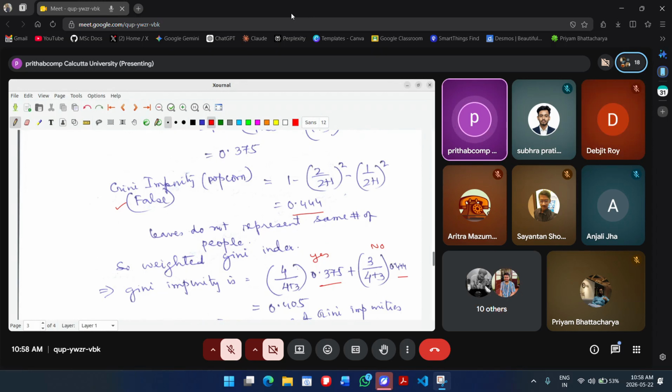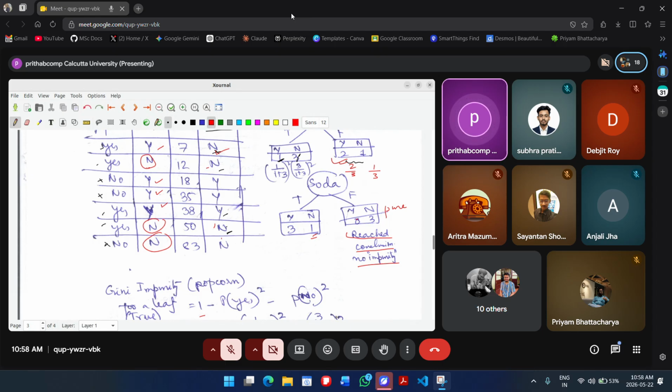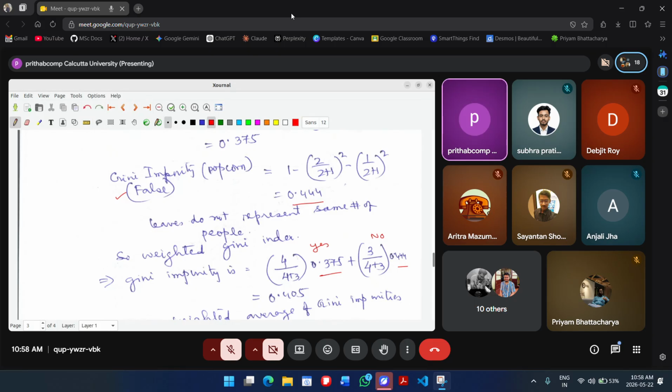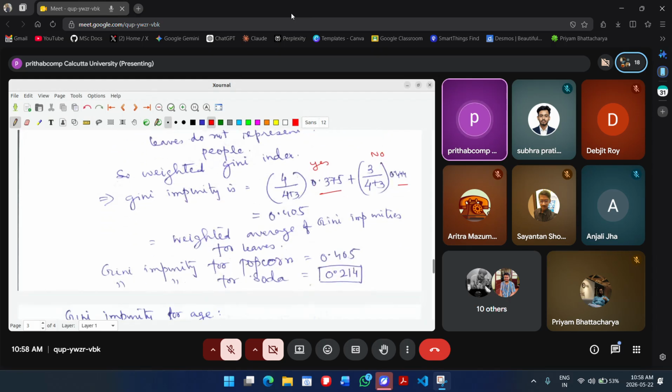Only the upper part is going to be different. And for the no part, there are 3 no's. If you see here, 3 no's. Yes. So 3 no's. No, not here. Here. 1, 2, 3. 3 no's and 4 yes. Right. So that is why it is like this. Okay, and finally you get this Gini impurity to be this 0.405.